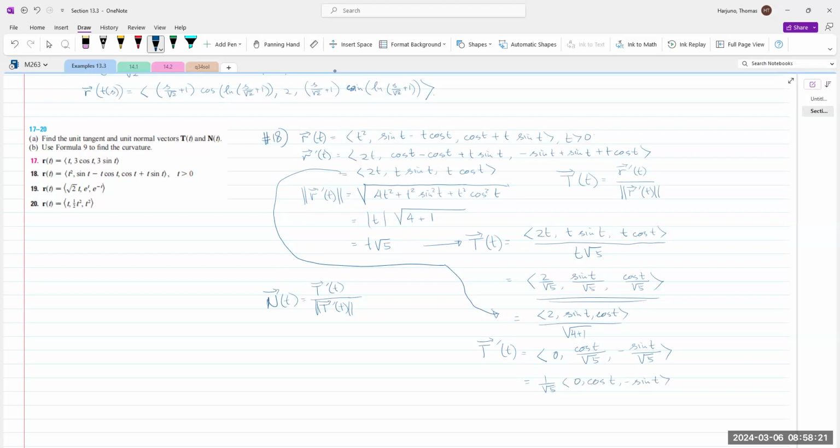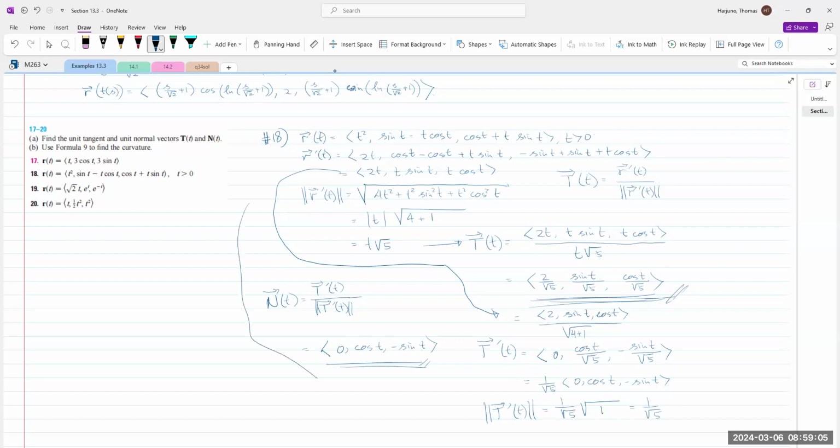is 1, right? If we use this formula here, the magnitude of the derivative of the unit tangent factor will be 1 over square root of 5 times 1, which is 1 over square root of 5. So the unit normal factor will then be (0, cosine t, negative sine t). That's the nice thing about having the common factor.